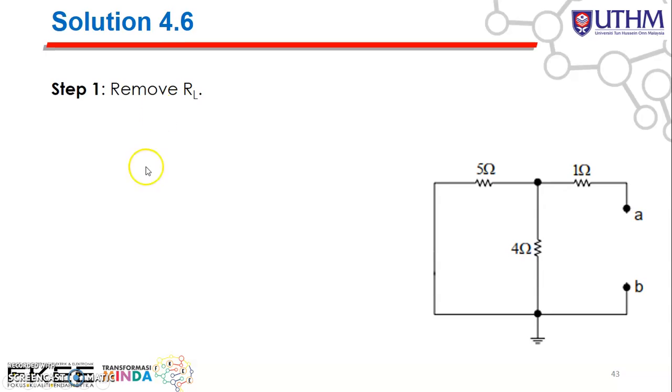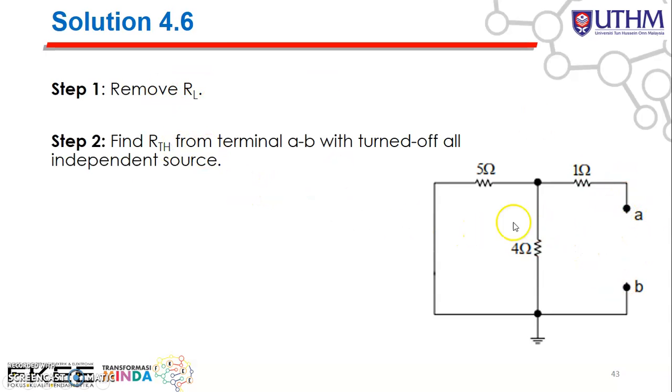Okay, so step number 1. First, you need to remove your RL. And then you just turn off your independent sources. So in this case, you have a voltage source here.